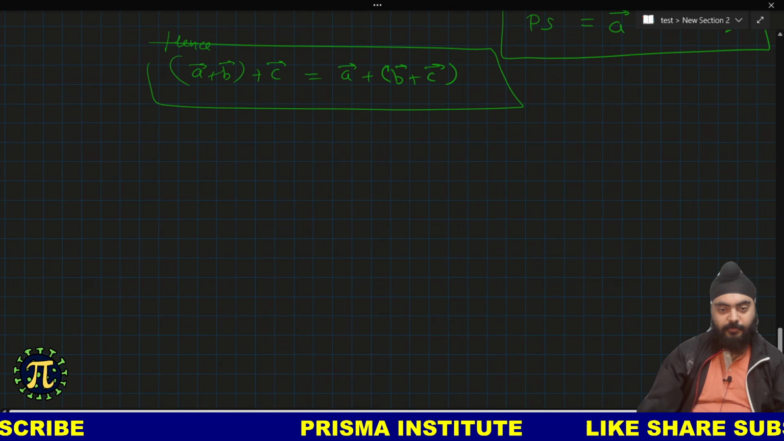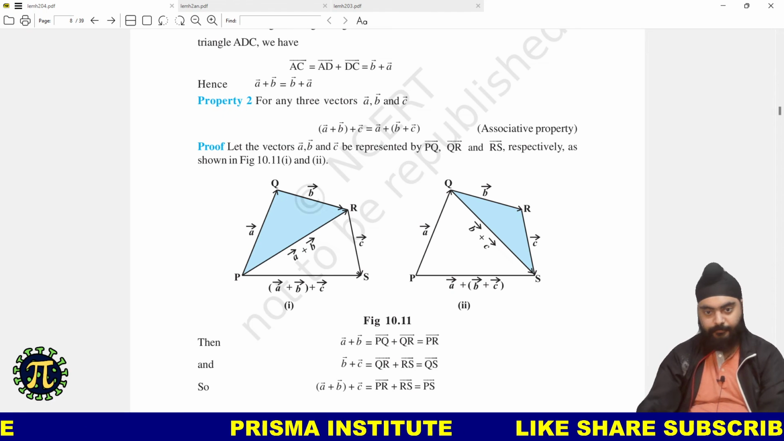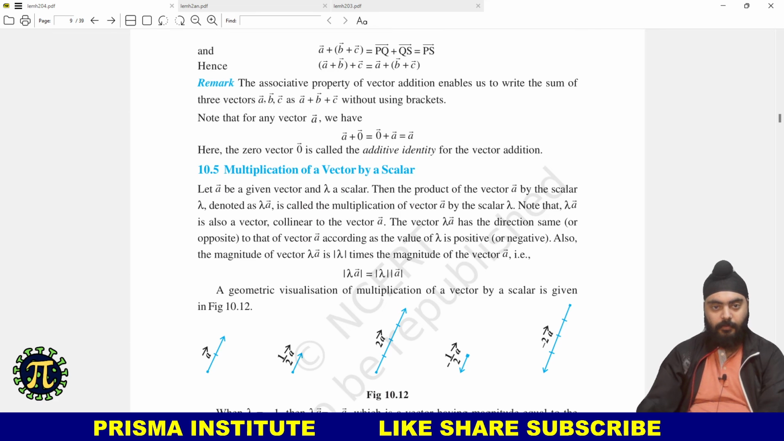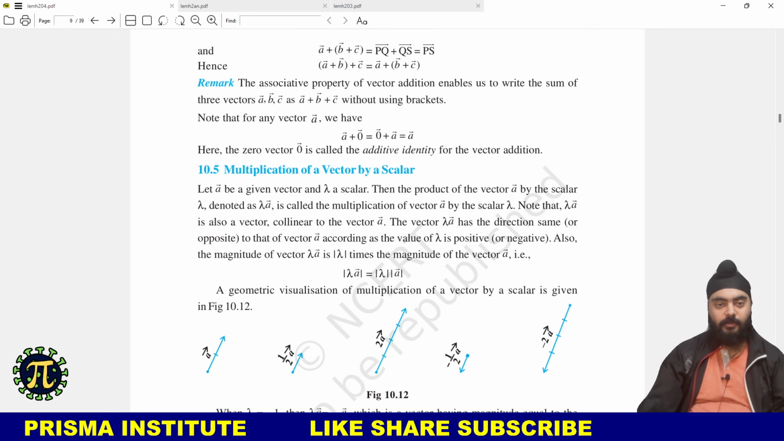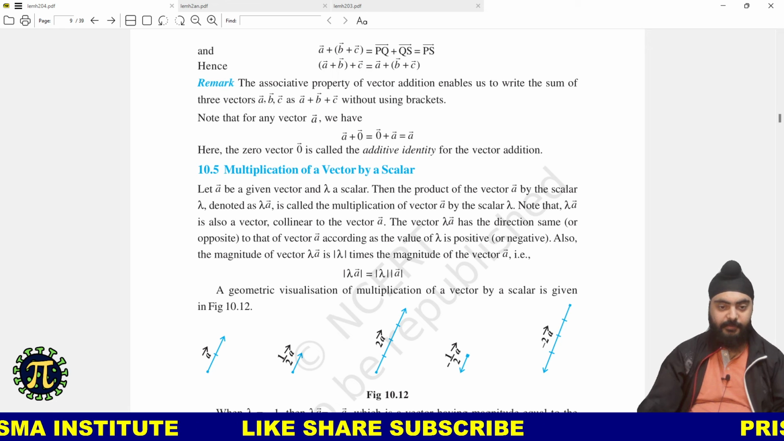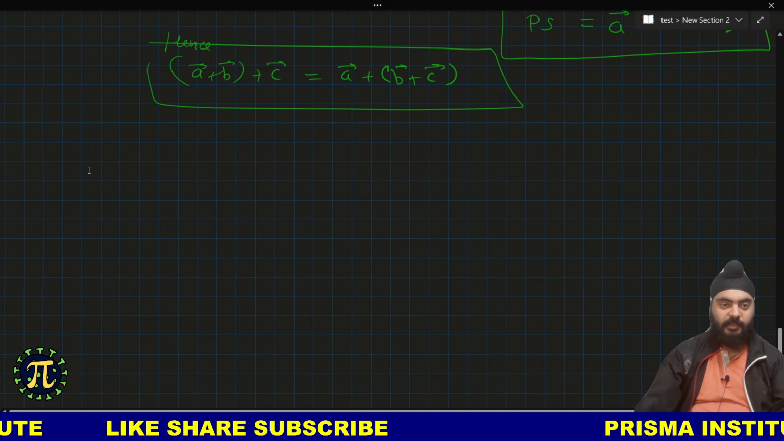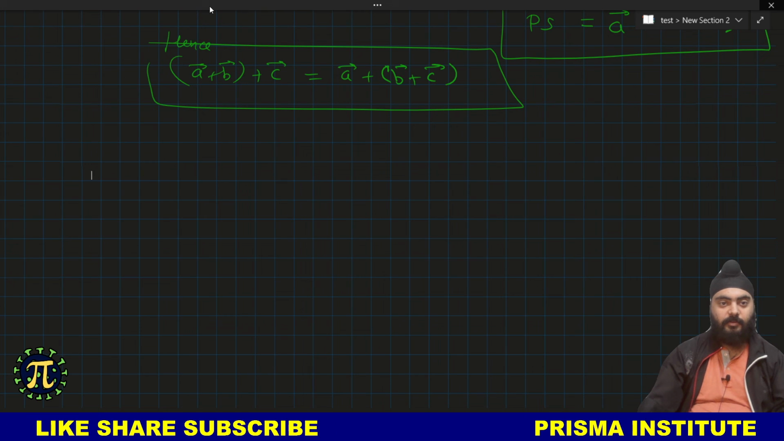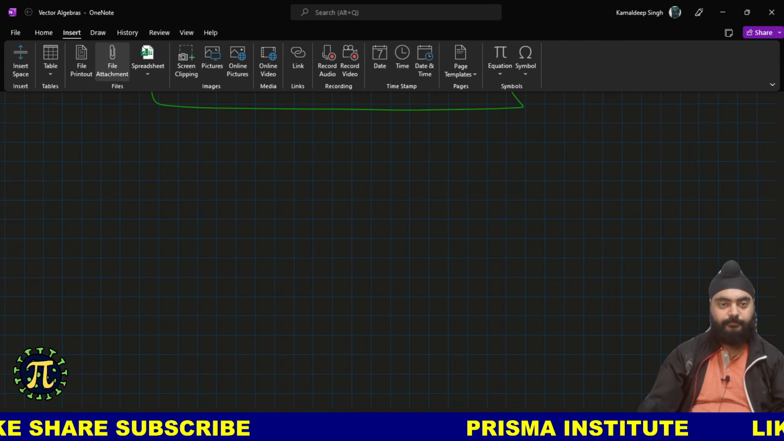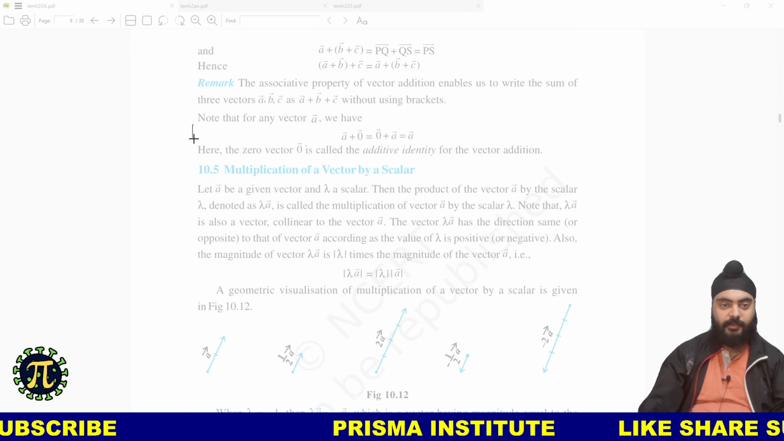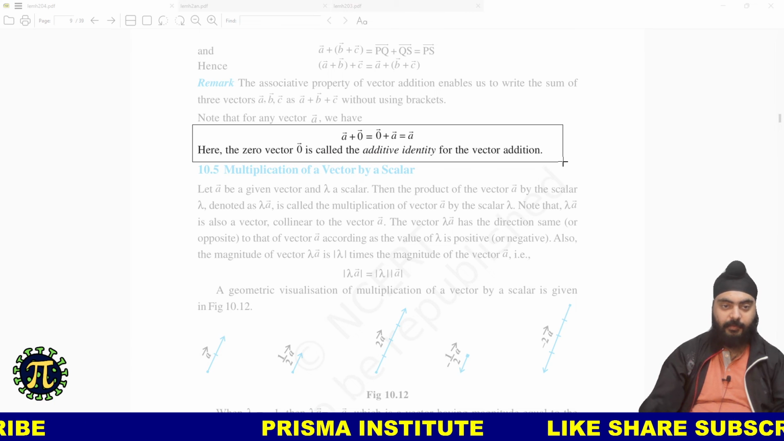Okay, so let's look into NCERT. There is something called an additive identity. Let's just take it from the NCERT. What will be the vector that you should add to a vector so that you get the same vector back?